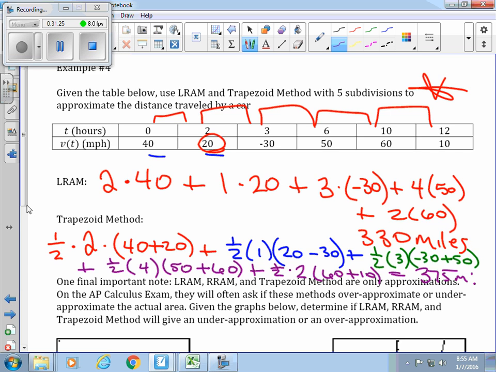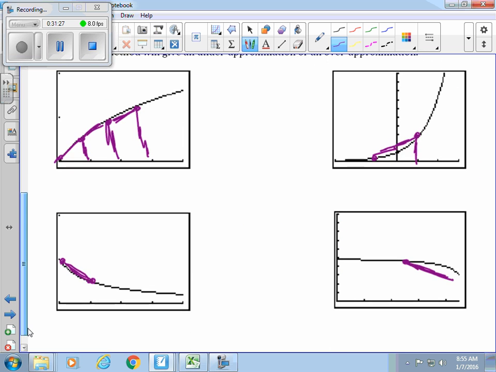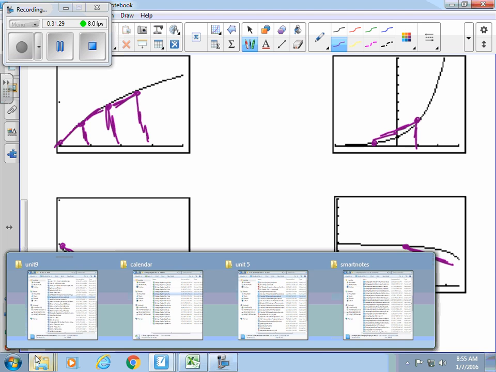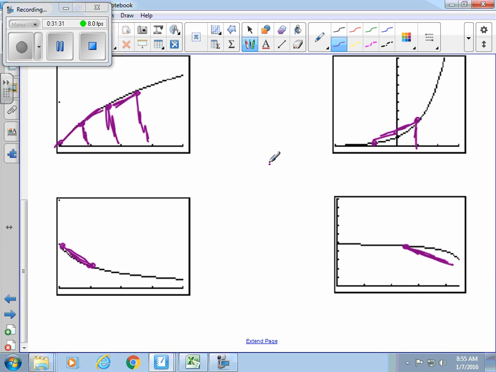All right, that's my last slide. Any questions? Yes. And under approximate concave down functions. Increasing and decreasing does not affect trapezoidal approximations.